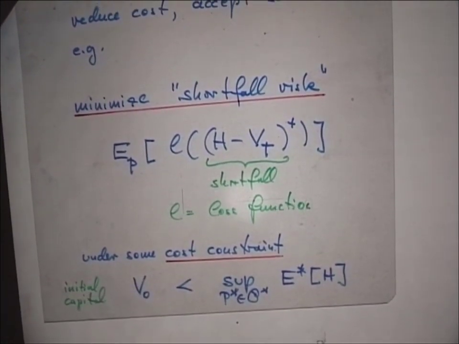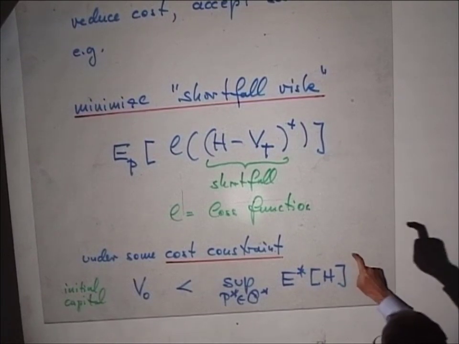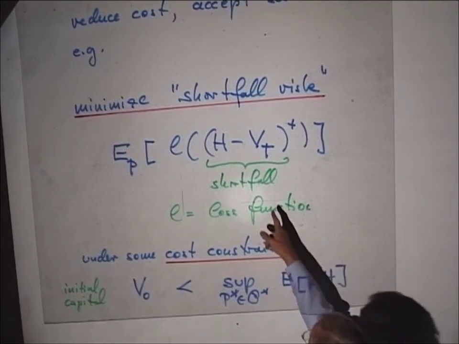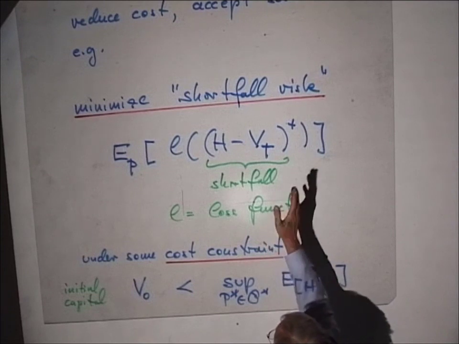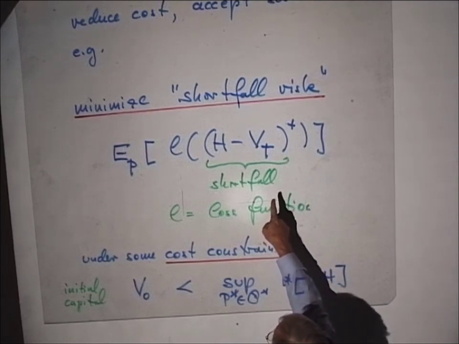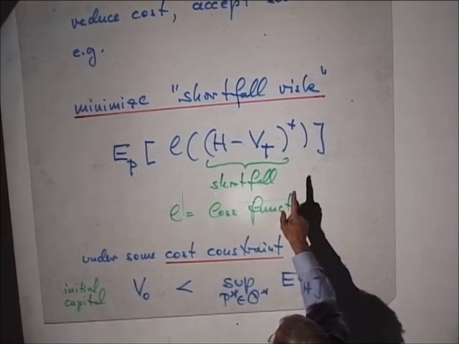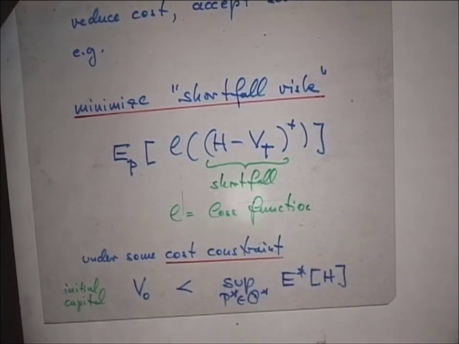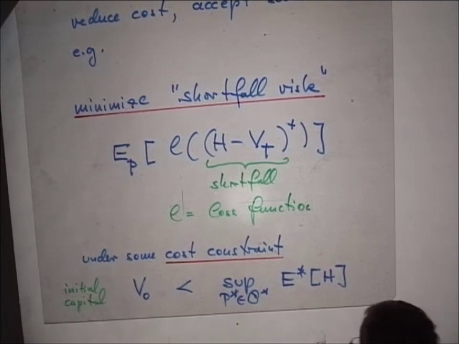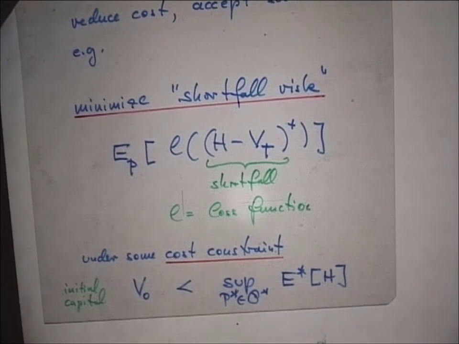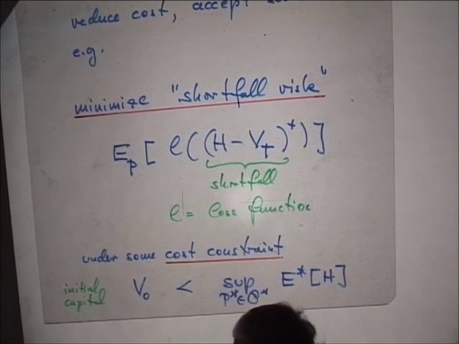How do we define the shortfall risk? Here is one way of doing it, not the only one. Here we have the shortfall. You use some strategies, the net outcome together with your initial capital is Vt. That's the shortfall, the positive part of that difference. You apply a convex loss function, and you take the expectation, and you want to minimize that under some cost constraint. And this you can solve in two steps.